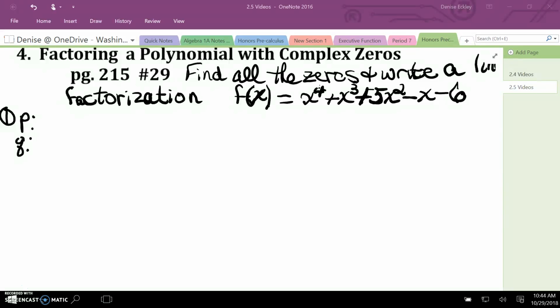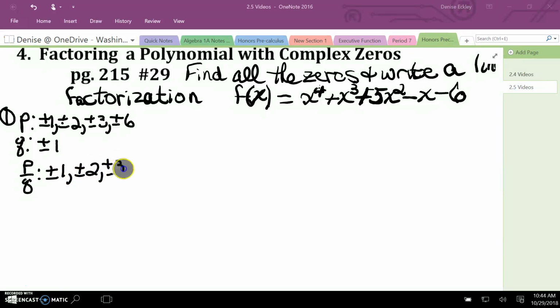So all the p factors come from your constant, which is 6. So we have plus or minus 1, plus or minus 2, plus or minus 3, and plus or minus 6. Q comes from the leading coefficient, and in this case it's 1, so we just have plus or minus 1. So p over q is just going to be our p's because we'll be dividing them just by 1. So we have our list here.